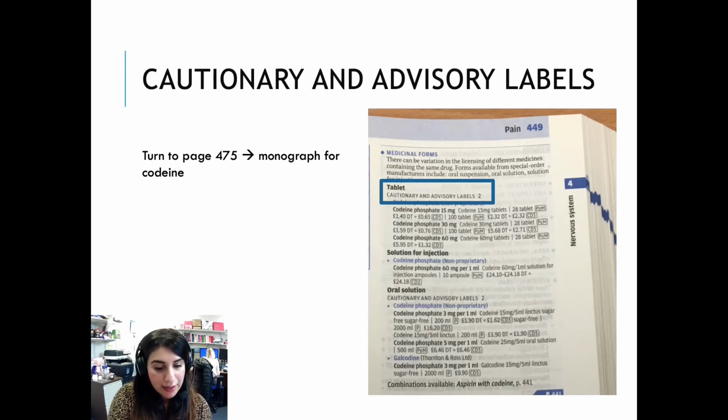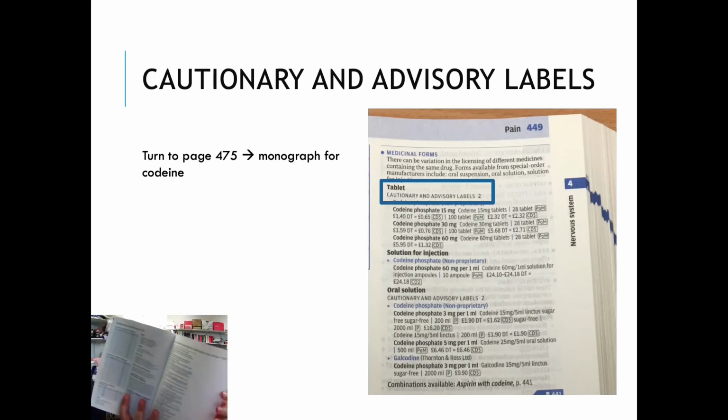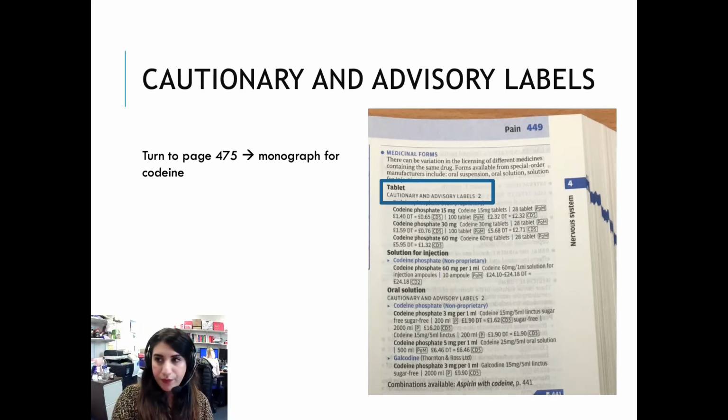The cautionary and advisory labels are in Appendix 1, but to make it easier, they're also here at the very back of the BNF. So when you have a paper BNF, they're the very last page. Here's the last page. They're here, and they're just very simply listed 1 to 32. All right. Next section.